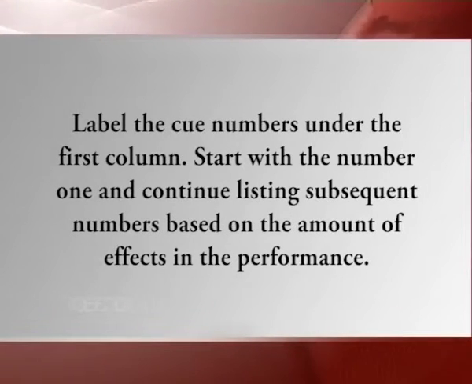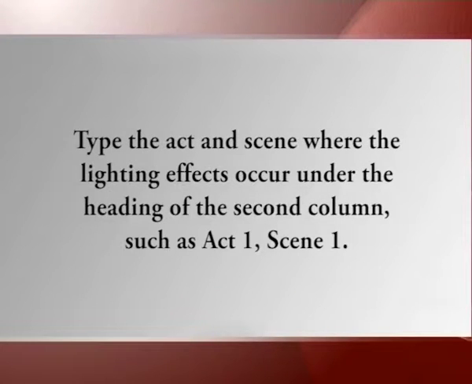Second, label the cue numbers under the first column. Start with the number 1 and continue listing subsequent numbers based on the amount of effects in the performance. Third, type the act and scene where the lighting effects occur under the heading of the second column, such as act 1, scene 1.